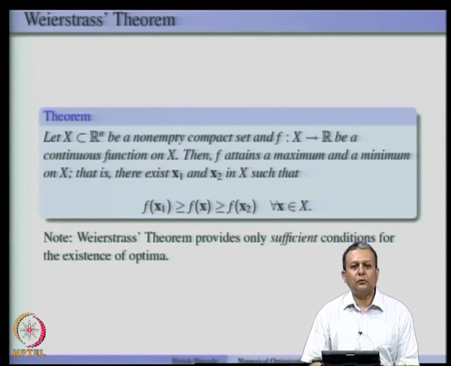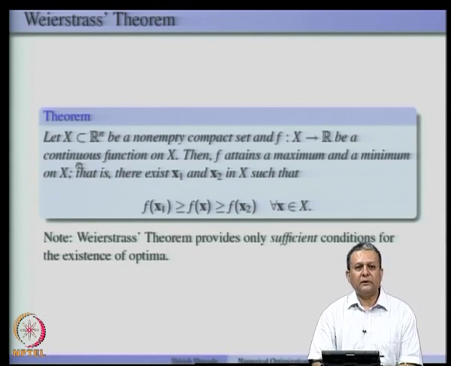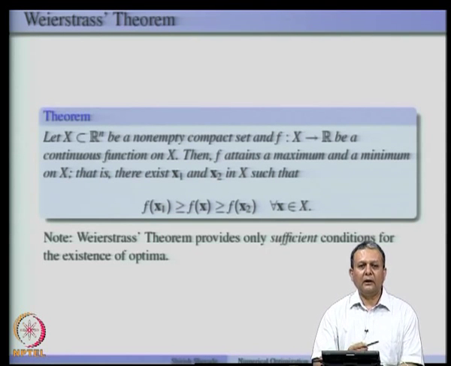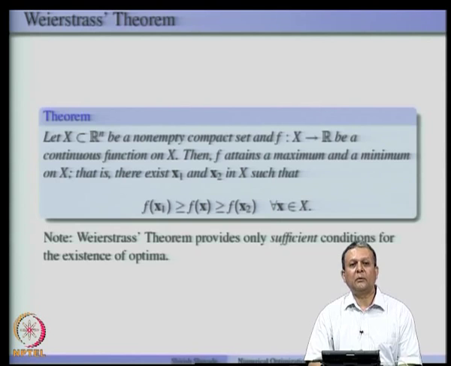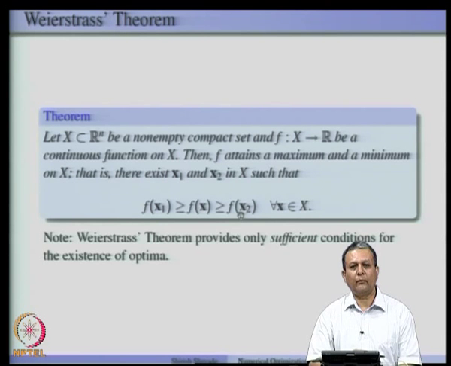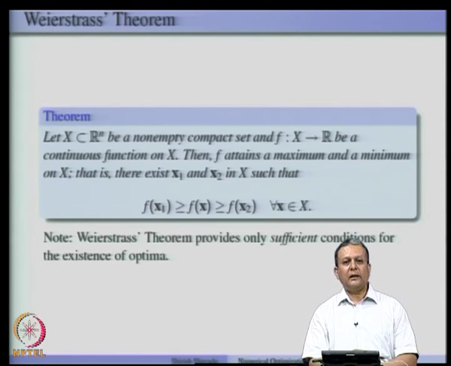This leads us to the Weierstrass theorem, which states that if X, which is a subset of R^n, is a non-empty compact set and f from X to R is a continuous function on X, then f does attain a maximum and a minimum on X. That is, there exist some x1 and some x2 belonging to X such that f of x is less than or equal to f of x1 for all x belonging to X, and f of x is greater than or equal to f of x2 for all x belonging to X. This theorem was proposed by Weierstrass.